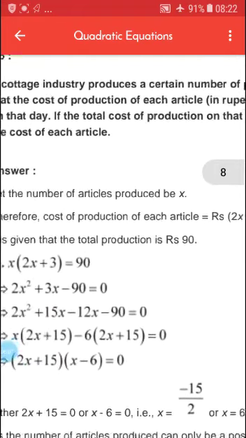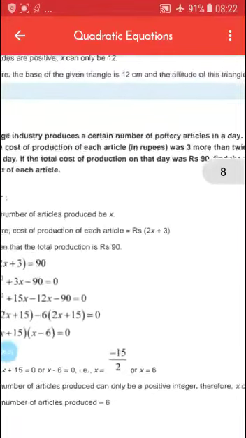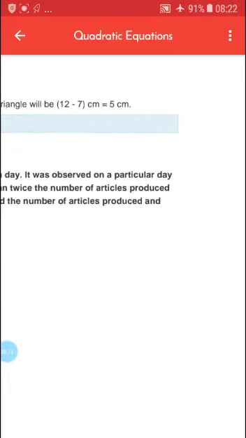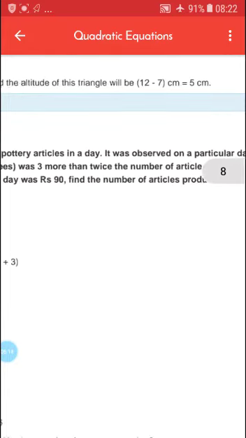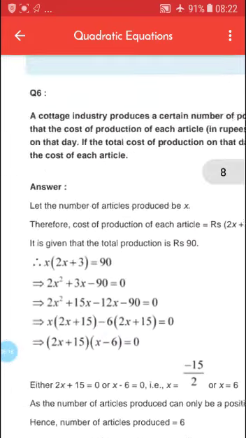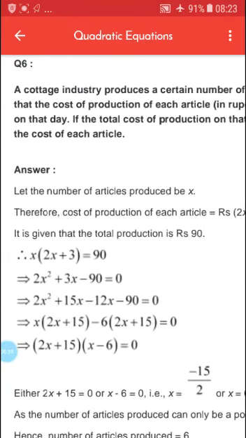So see, here what we have to do, just read the question twice. A cottage industry produces a certain number of pottery articles in a day. It was observed that on a particular day the cost of production of each article was 3 more than twice the number of articles produced on that day. If the total cost of production on that day was rupees 90, find the number of articles produced and the cost of each article.